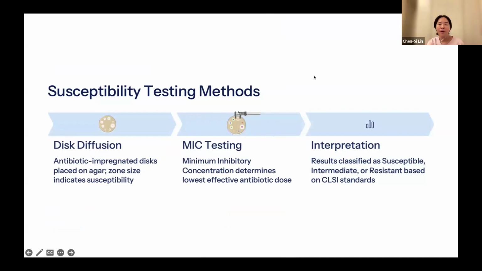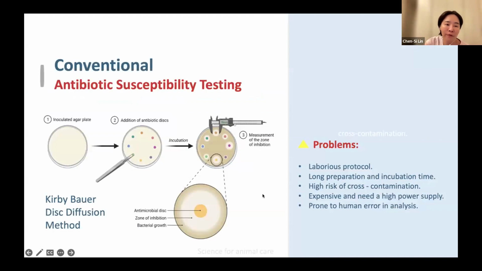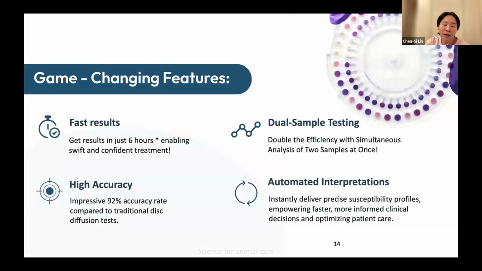Okay, so what I mentioned is, yes, we need to do about this. The conventional antibiotic susceptibility testing is labor intensive, and we have long preparation and incubation time. We also suffer from the high risk of cross-contamination. And it's expensive, needs a high power supply, and is prone to human error in analysis.